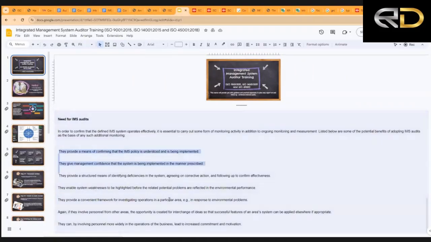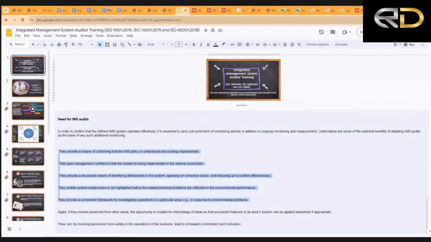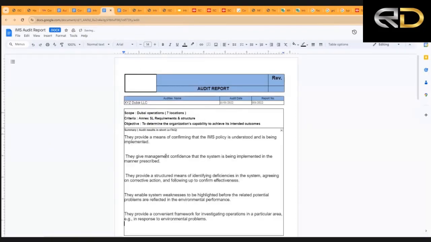So this is basically why you have to conduct an IMS audit. These are some of the reasons why people conduct IMS audits. You can use them to summarize your audit activities. So what you do is turn these into statements. IMS audits provide a means of confirming that the IMS policy is understood and is being implemented.